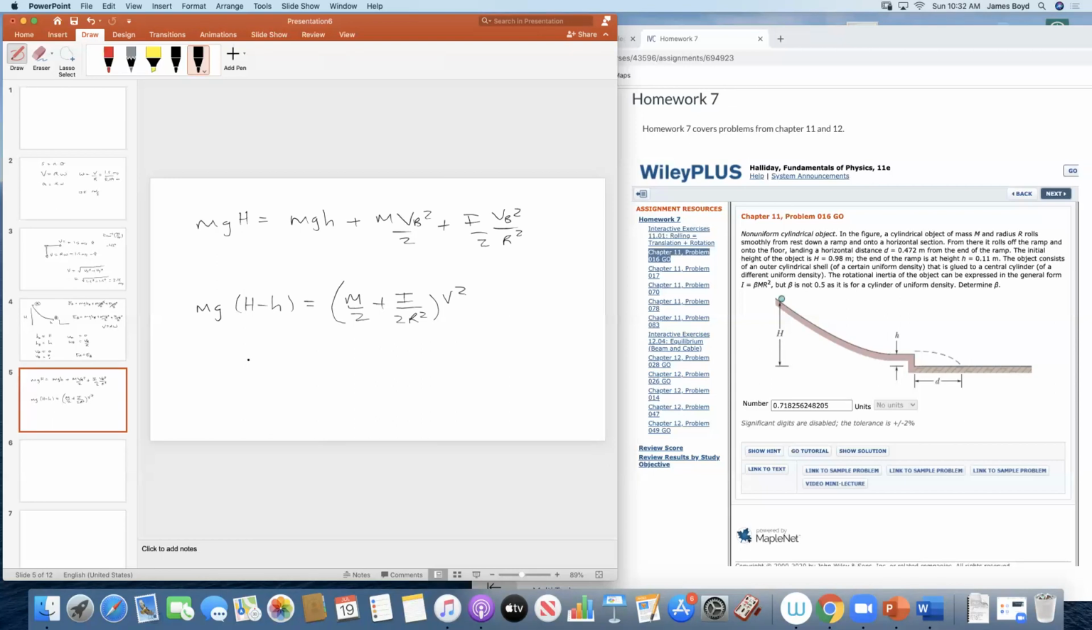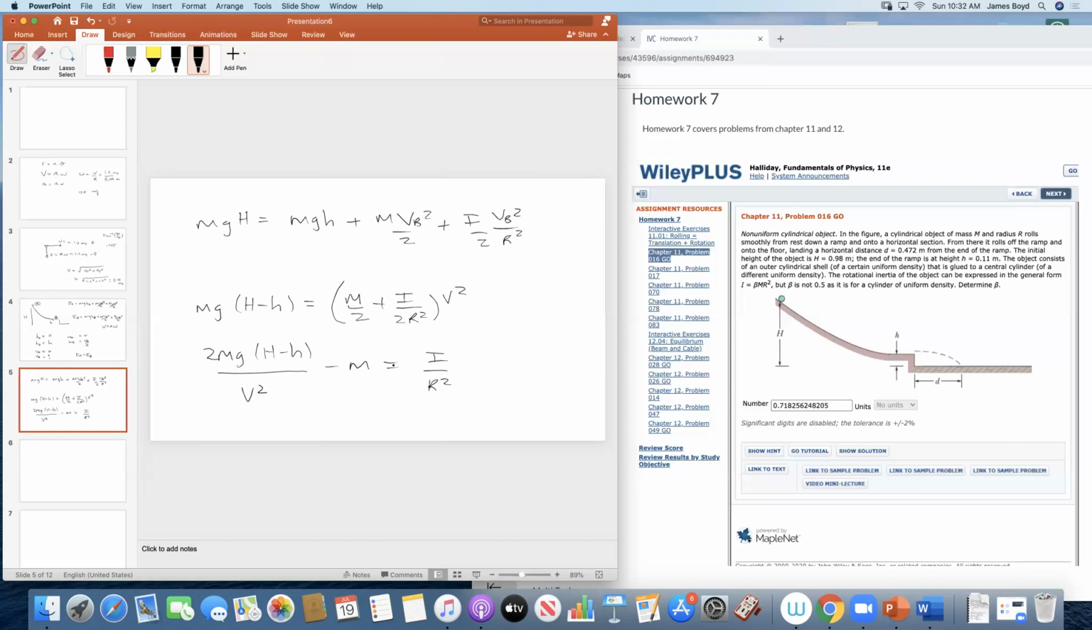And therefore, we're going to try to solve this for I. So we get mg (H minus h). I'm going to multiply both sides by 2, divide through by v squared. This will equal, if I do that, m plus I over R squared. So I'm going to subtract m. And what I get is I over R squared.